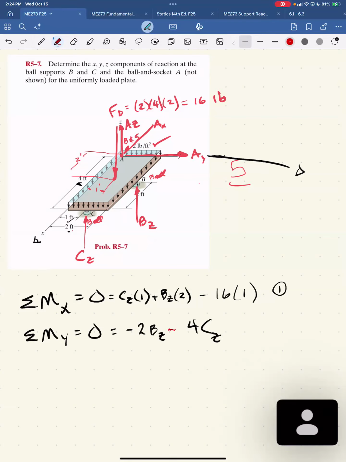Now I have the distributed load there. It's over here going down around counterclockwise, so it's positive. It's 2 feet away, so it's plus 2 times 16. So that's my second equation. And then sum moments about the z-axis? It doesn't make sense to sum moments about the z-axis because all the forces are parallel to z. There's no moments, right?